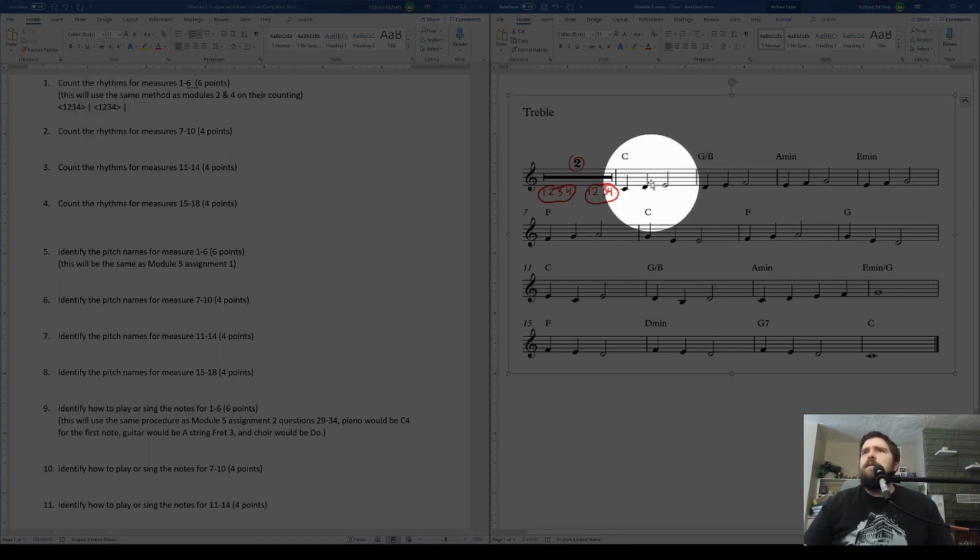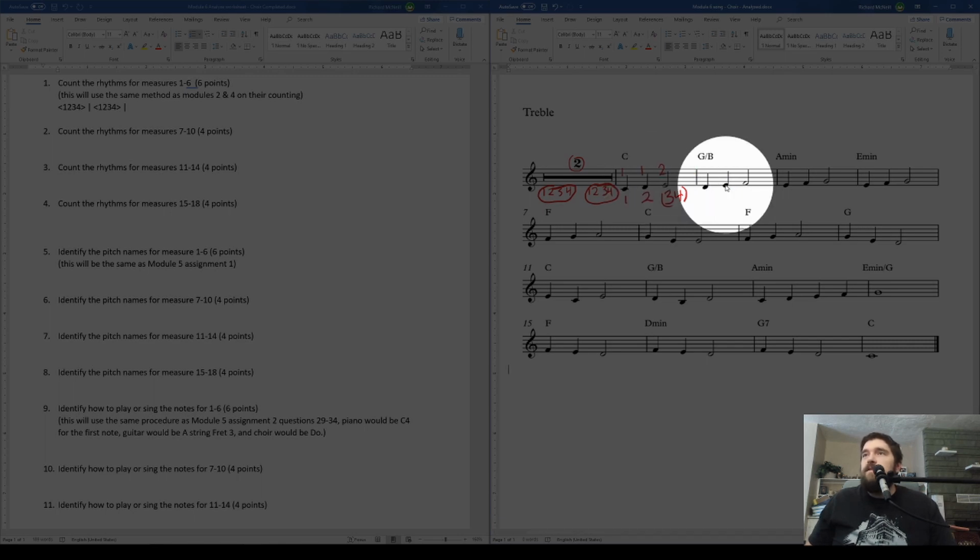Now let's take a look at measure 3. I'm going to put above here how many beats each of these notes get. The quarter note gets 1 beat, the quarter note gets 1 beat, the half note gets 2 beats. So I count underneath, putting which beats go with which notes. The first quarter note gets beat 1, the second quarter note gets beat 2, and the half note gets beats 3 and 4. So we put it inside of parentheses.